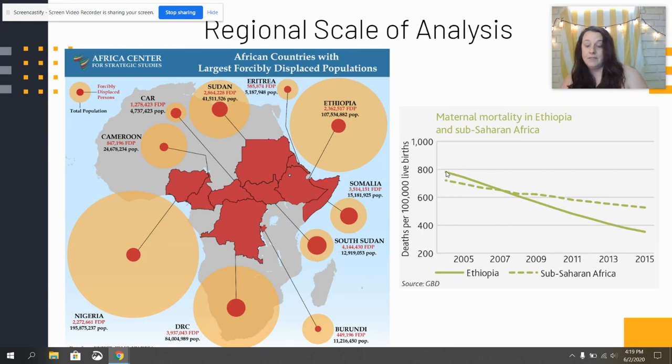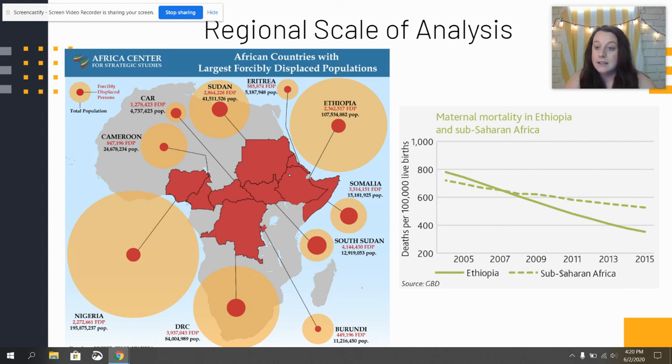And so I can see in Ethiopia, that number went from close to 800 women in 2005 per 100,000 live births, all the way down, you can see, to less than 400 in 2015. So that's a huge development in Ethiopia, which is also one of these countries you can see that has the largest forcibly displaced population.